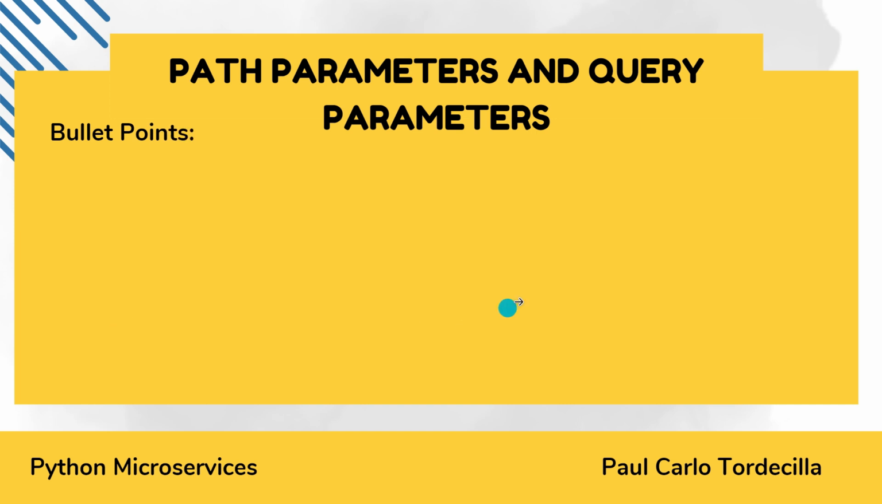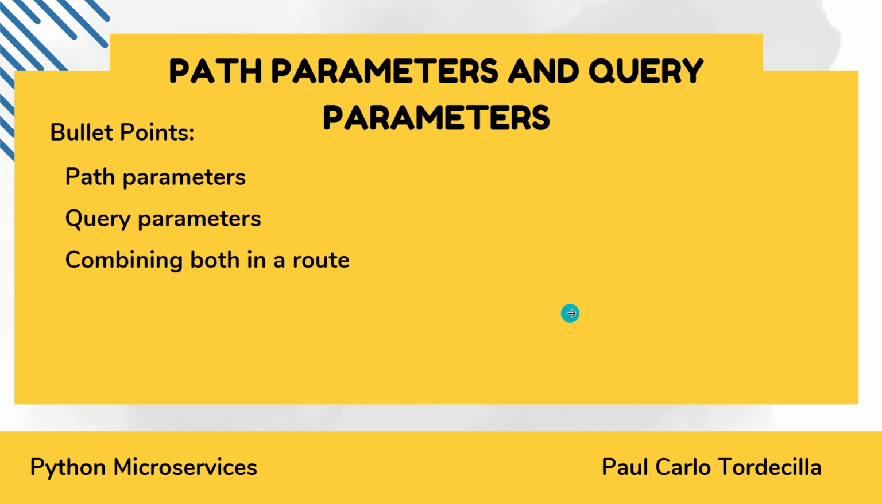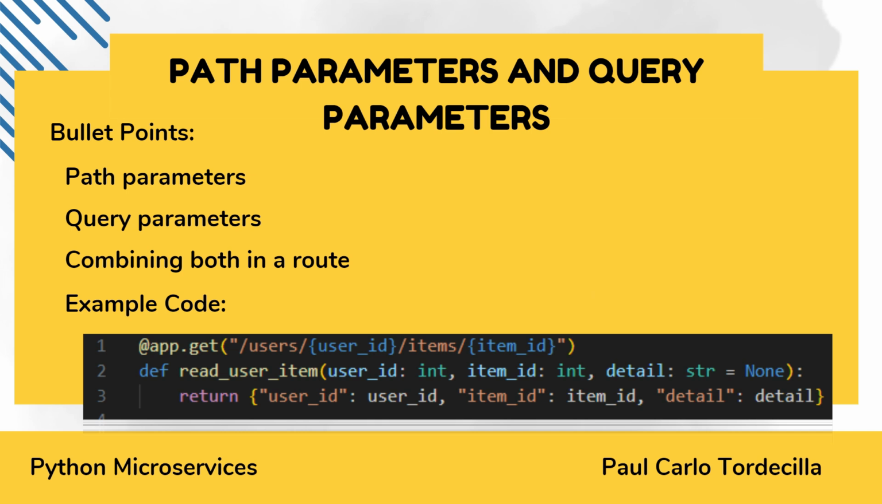FastAPI allows you to easily define path parameters and query parameters in your routes. Path parameters are part of the URL path, while query parameters are appended to the URL. Here we have a route that takes both user ID and item ID as path parameters, and an optional detail as a query parameter.